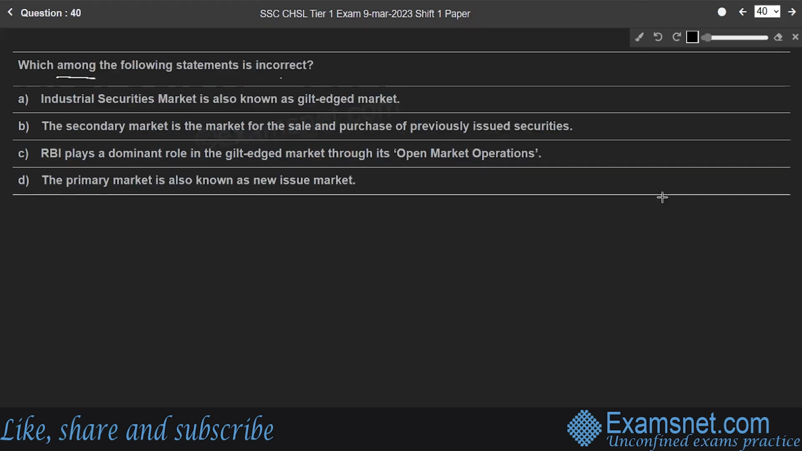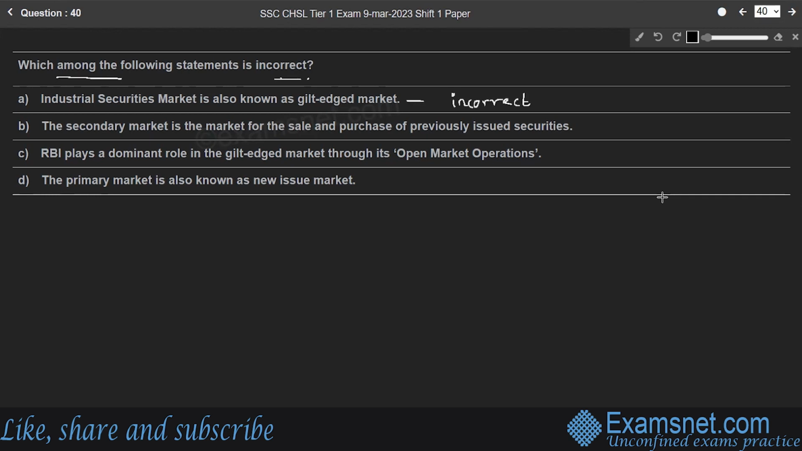Question 40. Which among the following statements is incorrect? Here, the first one, industrial securities market is also known as gilt-edged market. So, it is not commonly known as the gilt-edged market. The gilt-edged market, also known as the gilt market, refers to the market for government bonds in the United Kingdom. These bonds are considered to be low-risk investments because they are backed by the UK government and are therefore seen as gilt-edged investment. Therefore, the first statement is incorrect.